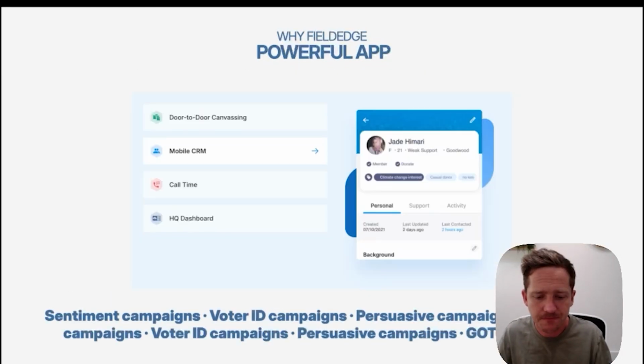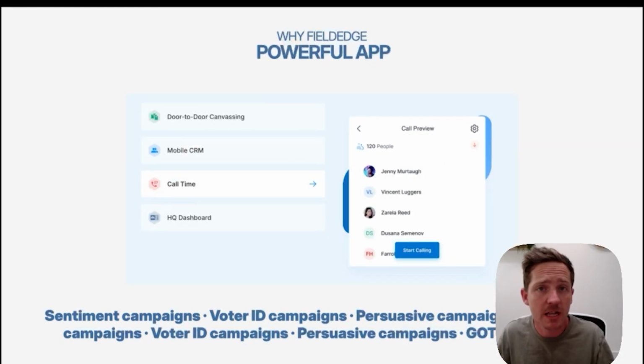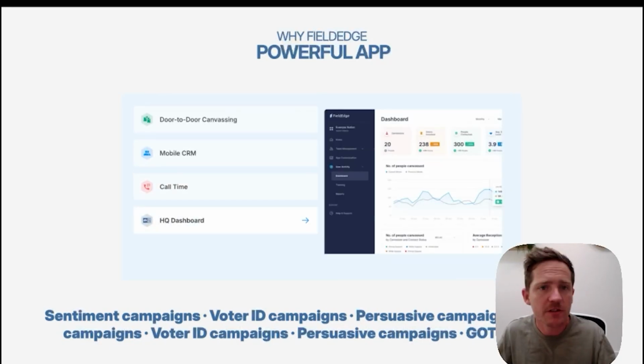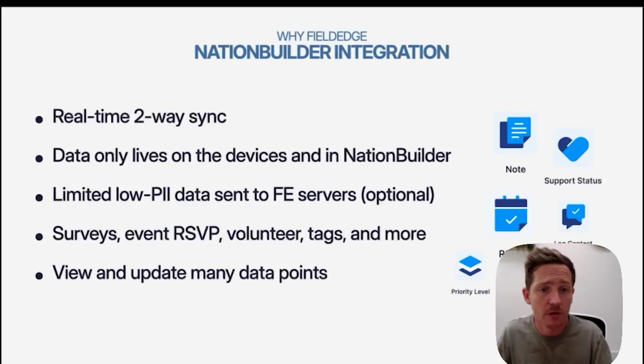We've got our mobile CRM, which effectively gives you access to the NationBuilder people tools anytime out in the field. We've got call time, which allows you to do phone banking, bring up a list of people, call or text them, record the outcomes, take a survey, etc. And then we've got the dashboard. So not only does your data go back into NationBuilder, we collect some performance data that allows you to really understand how the campaign is going.